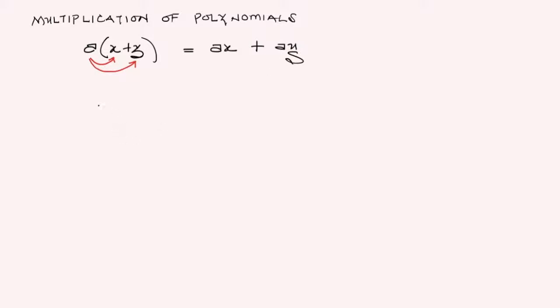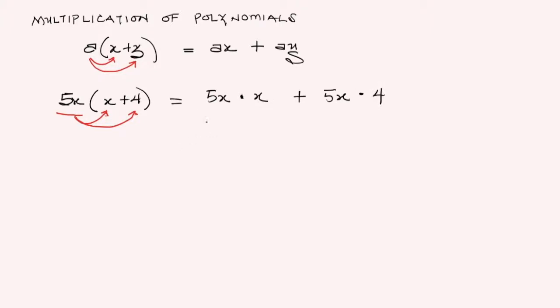So an example of that would be if we have 5x multiplied by x plus 4. To solve this, as we had mentioned, we'll distribute 5x over the terms in the brackets, x and 4. And so this is going to be equal to 5x multiplied by x plus 5x multiplied by 4. So this is going to be equal to 5x multiplied by x is 5x squared, and 5x multiplied by 4 is 20x. So our final answer is 5x squared plus 20x.